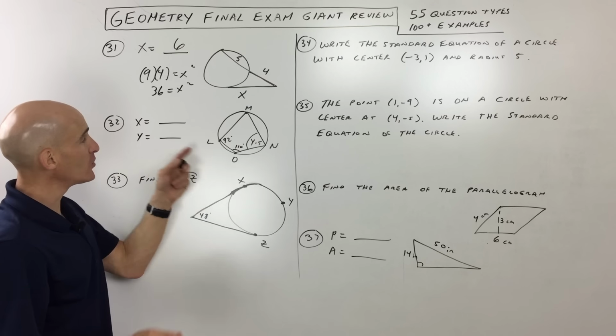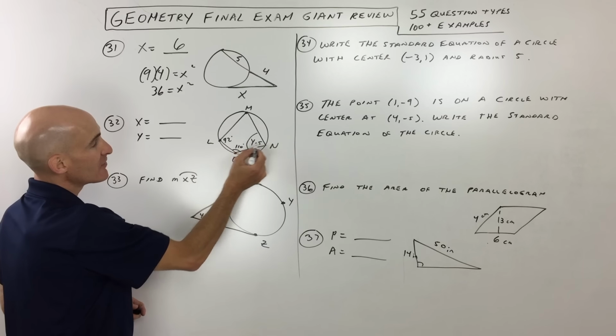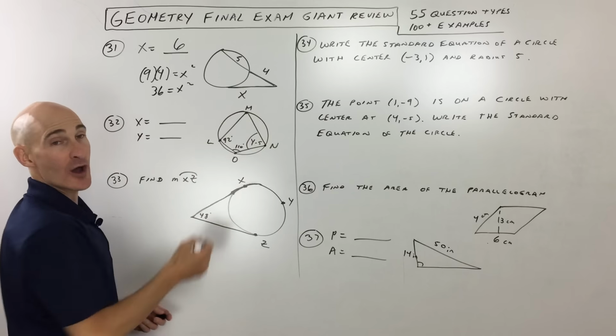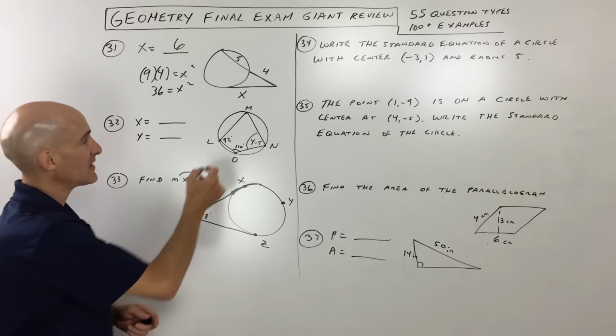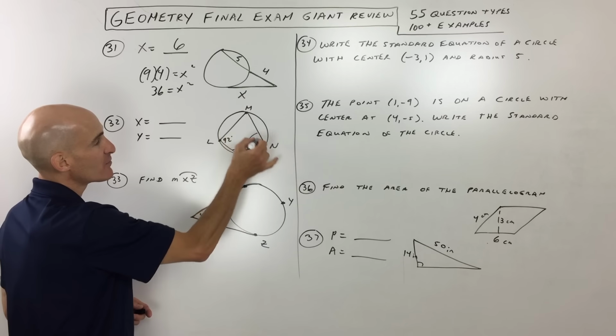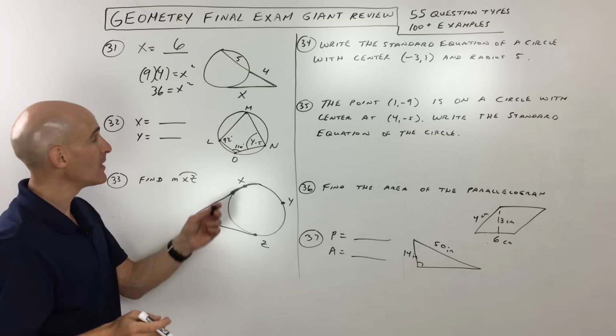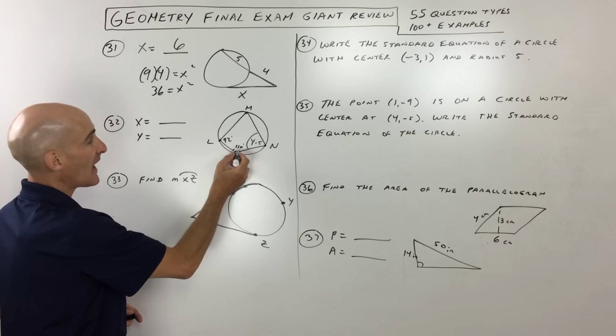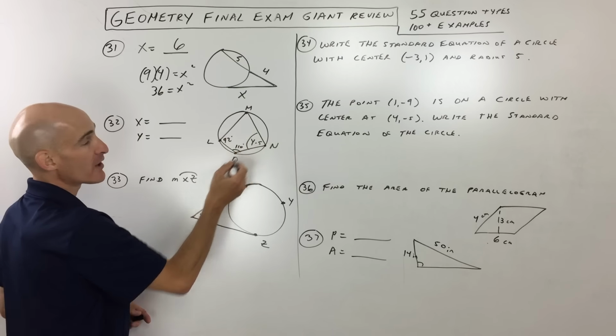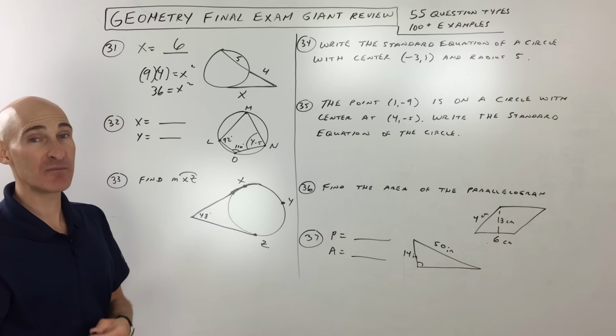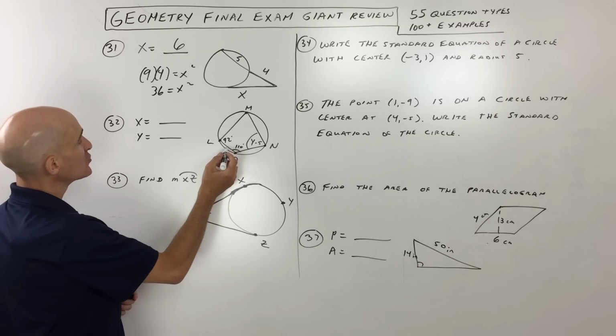Okay, number 32, what they have here is an inscribed quadrilateral. So scribe means to draw, in means on the inside. The vertices are just barely touching the edges of the circle. But what's interesting in this scenario is that the angles that are opposite one another are supplementary, meaning they add up to 180. So here we can solve some equations.